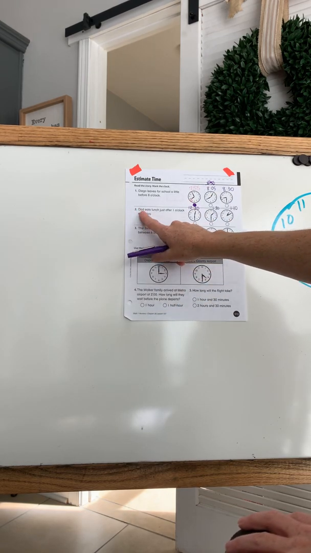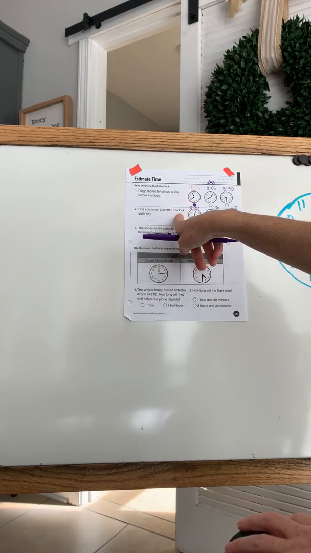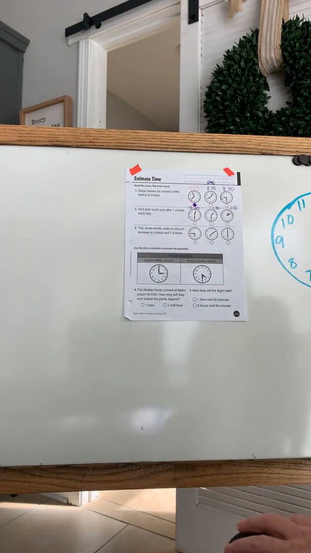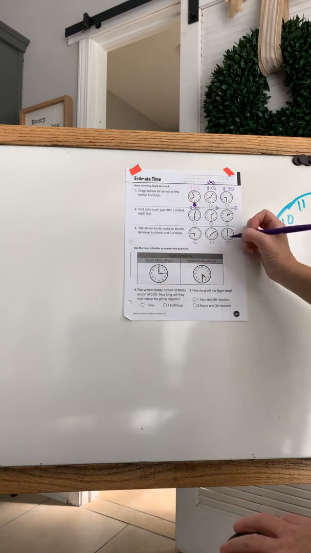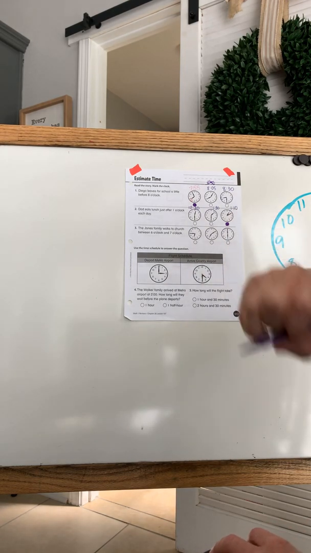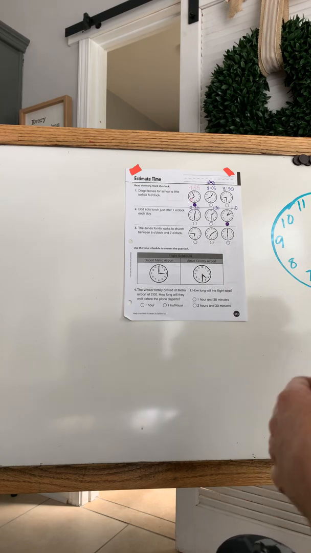My question says, Dad eats lunch just after 1 o'clock each day. So which one of these times is just after 1 o'clock? It would be 1:10. 1:10 is just a little bit after 1 o'clock. Okay. All right, the third clock.